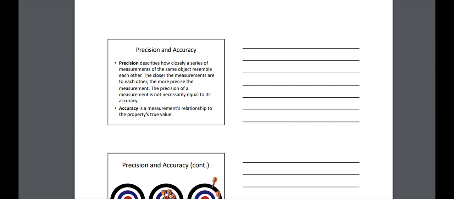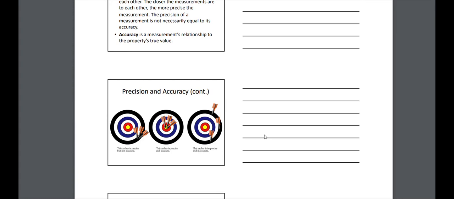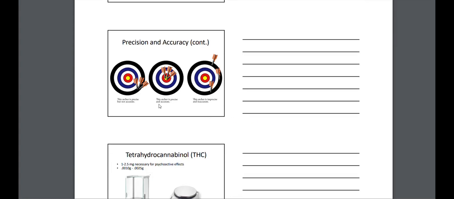So let's put it this way. Precision is when you have a group of measurements done together at the same time, and it is the relationship of each of those measurements to each other, regardless of how close they are to the true value. You might have something that has really high precision but very poor accuracy, because these measurements were close to each other, but they were not close to the true value. Accuracy, however, is when these measurements are close to the true value, or the relationship to the property's true value.